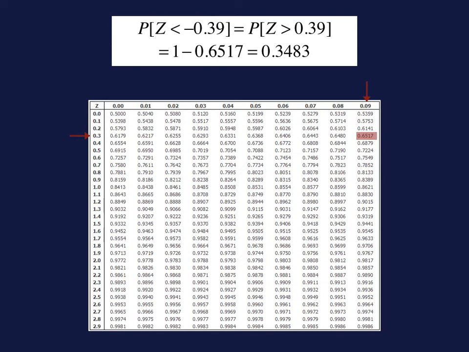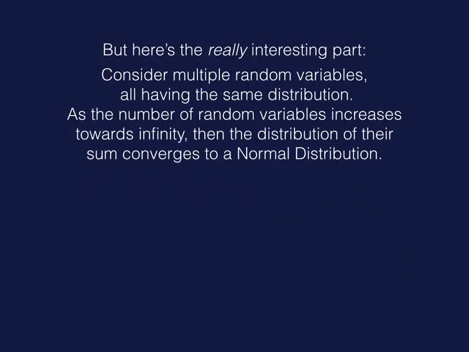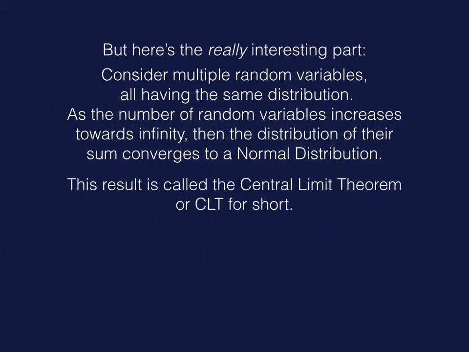Okay, so normals add up to normals, which is great. But there's more, and this is actually what the central limit theorem is talking about. You can have any kind of random variable. It could even be discrete, not even continuous, but if you have a bunch of them, then the distribution of their sum converges to a normal distribution.